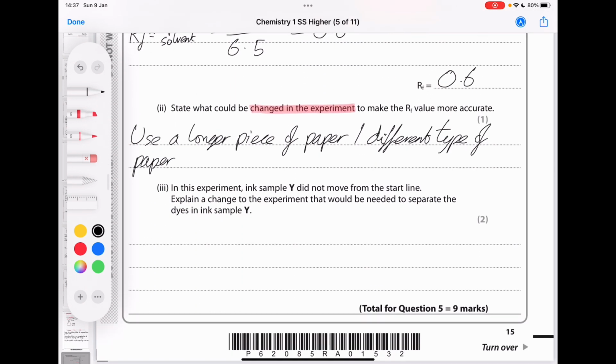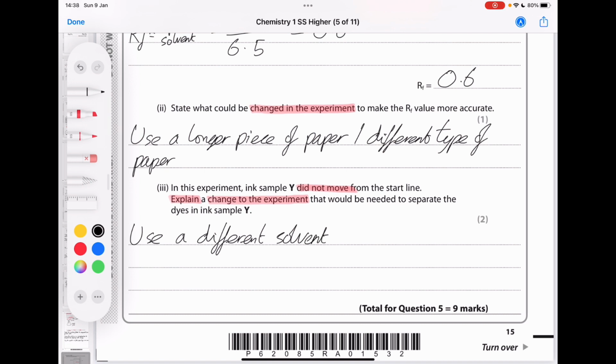In part 3, you were asked what would you need to do to separate the dyes in ink sample Y, which did not move from the start line. If the dyes were not moving, they were not soluble in the solvent. So we should have said what you would do is a change to the experiment, i.e. a change to the equipment or the chemicals, and explain why. So we should have said we would use a different solvent. That is the change to your experiment.